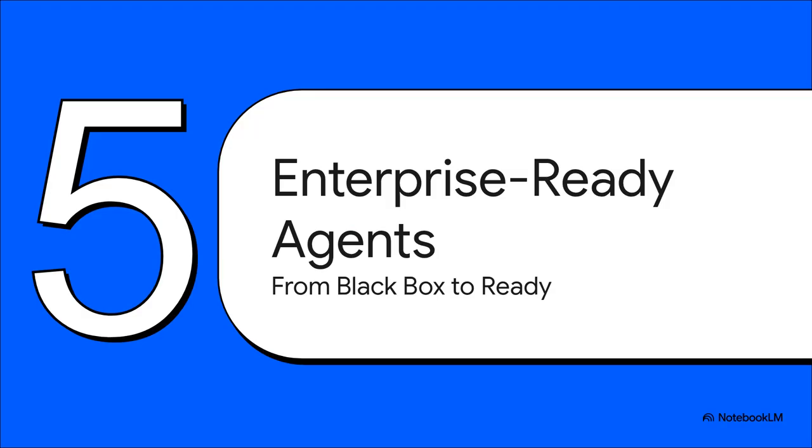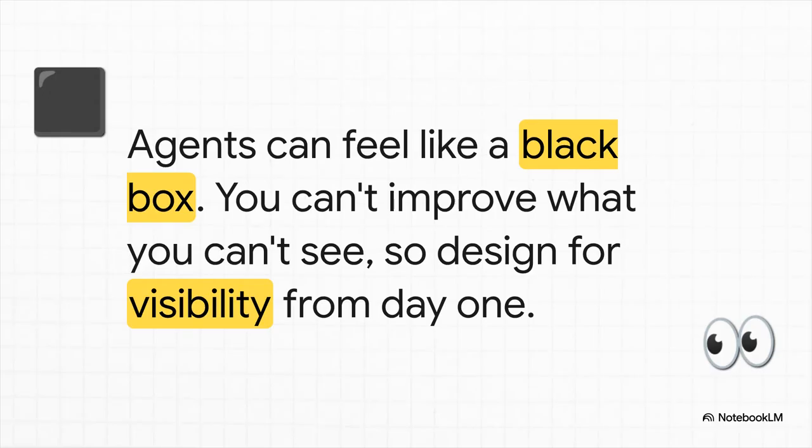Okay, so you've built your agent. It works. That's awesome. But here's the thing. Right now, it's really just a prototype. To make it truly enterprise-ready, we have to move beyond just functionality and focus on three things that are absolutely non-negotiable: visibility, safety, and security. This is honestly one of the biggest challenges with AI. An agent's decision-making process can feel like a complete black box, right? And you just can't manage or improve or, frankly, trust something that you can't see. So you have to design for visibility right from the very beginning.